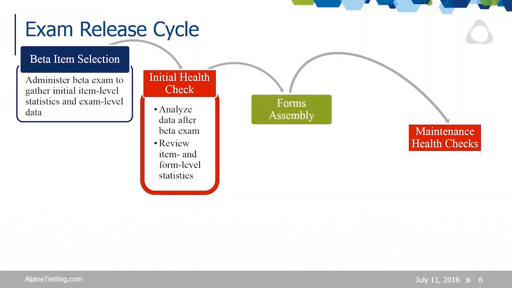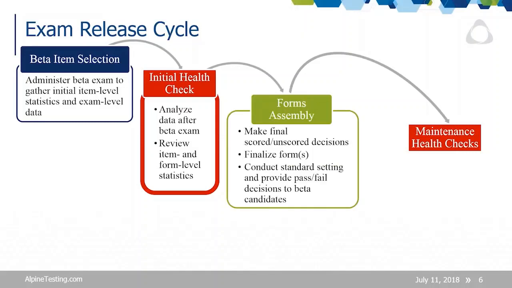And at this point, there might be some back and forth with the client and with subject matter experts to say these items have come up flagged. Let's talk about it. Let's see what's going on. And in some cases, what's going to happen after your operational beta and after you've done an analysis is you're going to make some scored and unscored decisions. So if you have unscored items on your test, you have that flexibility. So typically what happens if you do have those unscored items is you have your operational beta, and after an initial health check, you'll see that some items aren't performing as well as they could, but some unscored items are. So you can make those swaps.